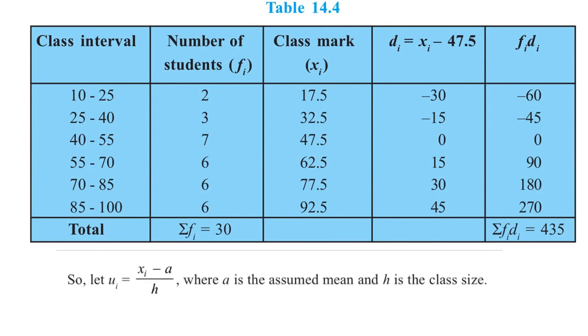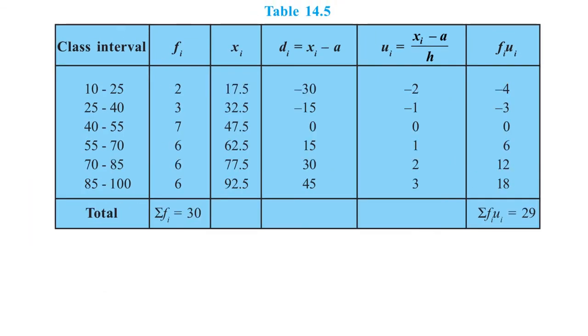So let ui be equal to xi minus a, that is nothing but di, divided by h, where h happens to be the class size. We will add this column over here and see how our table looks. So when we find u, we get this column. Now it becomes very easy for us to find f times u for each row, and we take the total of that. We know the frequency. We can easily now calculate u bar.